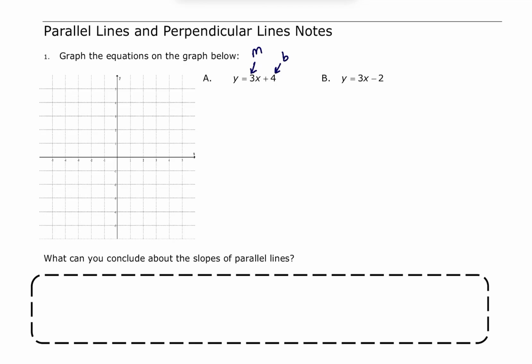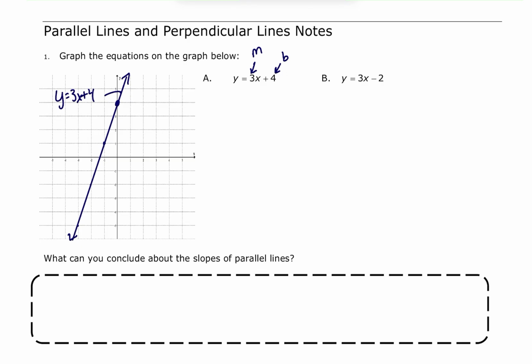So we can go up 4, there's our y-intercept, and then remember to graph, we can either go up 3 and to the right 1, or we can go down 3 and to the left 1. Remember, if we don't have enough space, we can go the opposite direction. And then we're going to connect those dots and make a nice line. That's the graph of our equation, y equals 3x plus 4. Has a y-intercept of 4 and a slope of 3.